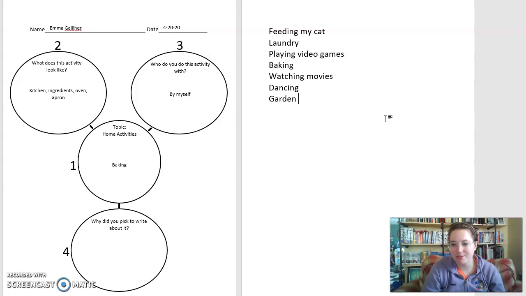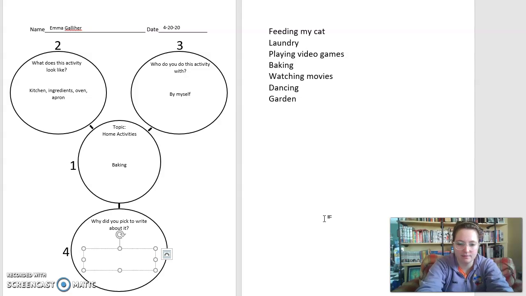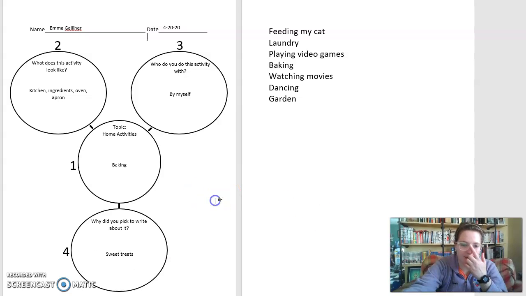After we're done with bubble number 3, we look at bubble number 4. Today it says, why did you pick to write about it? So why did you pick this topic? So I picked baking. The reason why I picked baking and why I like baking so much is I get to eat whatever I make. So I'm just going to write sweet treats because that will remind me that the reason why I like baking so much is that I love eating sweet treats.